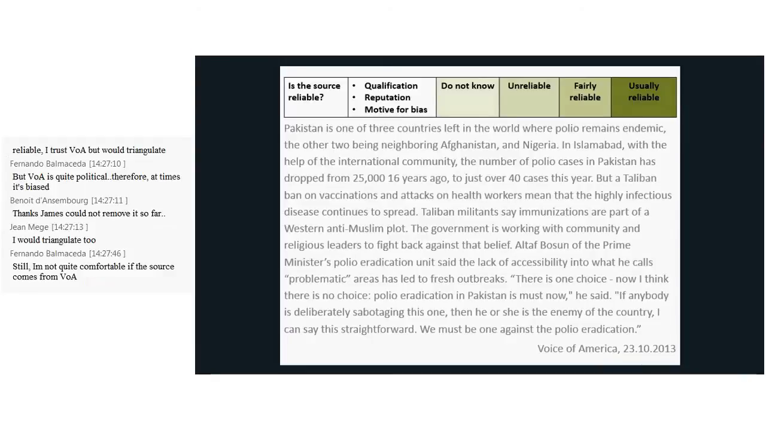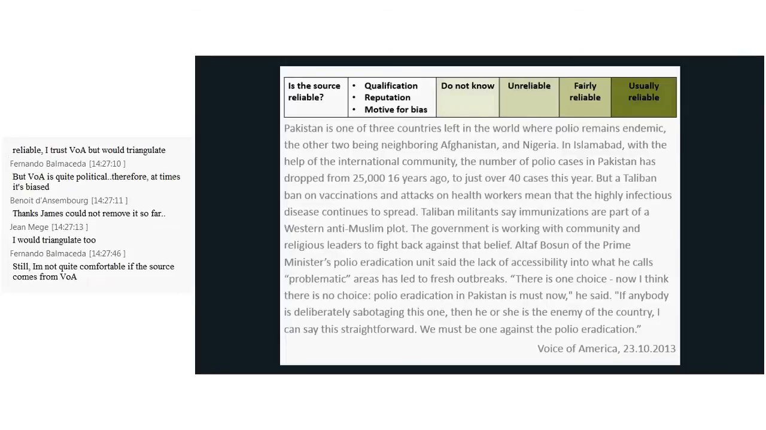Yeah, Ross, I think so. People are sort of saying that they would triangulate. Some are and aren't, depending on the individual, whether or not they feel comfortable with Voice of America as a source. But some people are saying they might just use it but triangulate it with others. Yes. How would you categorize this?